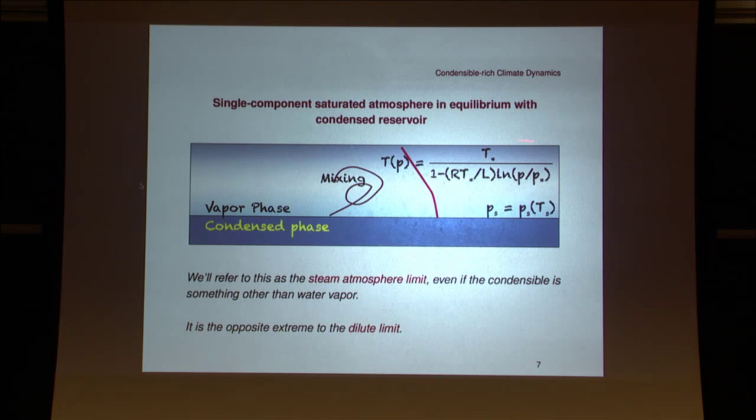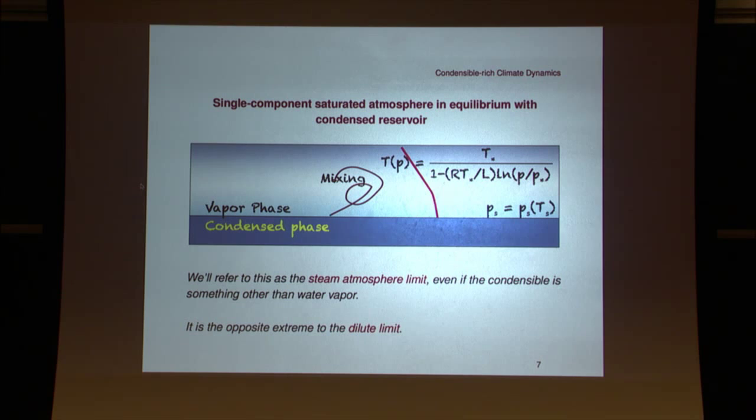If you know the pressure, you know the temperature. These things in here are just thermodynamic constants, which depend on what gas your atmosphere is made of, but you have no additional degree of freedom. And this is what I call the steam atmosphere limit, even if we're talking about something like CO2. It's the opposite end member to the dilute limit.